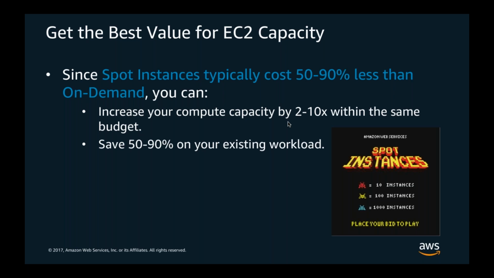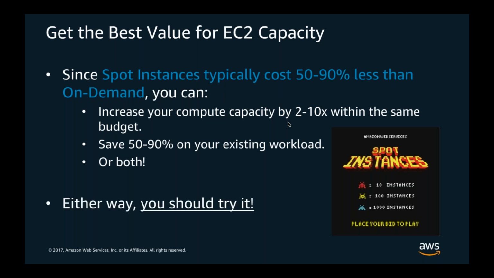Some customers say, well, I really don't need extra compute capacity. I'm happy with what I have, but it sure would be nice if I could reduce my bill. So flipping to spot instances in these cases is another great way to save 50 to 90% off of your existing workload. Many customers will do a combination of both. They'll add compute capacity for maybe another dev test environment or that QA environment or that staging environment that they've always kind of needed but didn't have the budget for. And at the same time, they will also save money off of their existing environment, right?